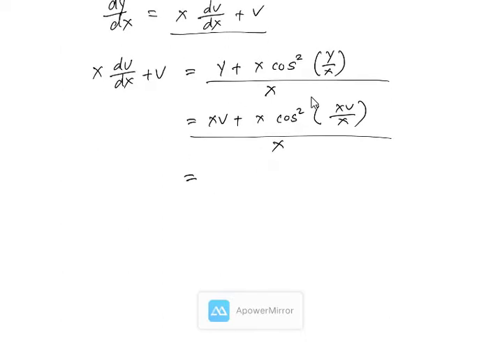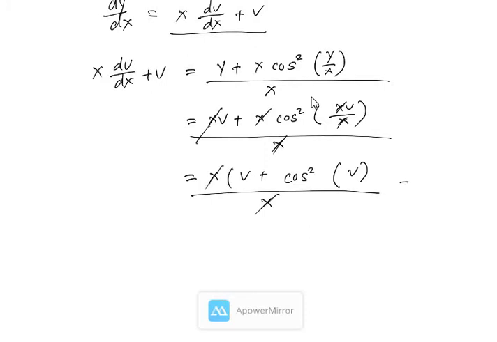And therefore, we can cancel out this. We factor out first. There's an x and x, right? So we can cancel. So we factor out v plus cos squared. And then this one also can cancel out. So we get v only, and then this is x, so we can actually cancel out. So this is equal to v plus cos squared v.